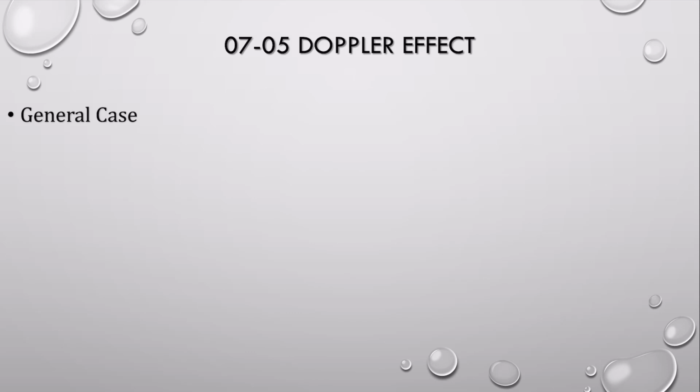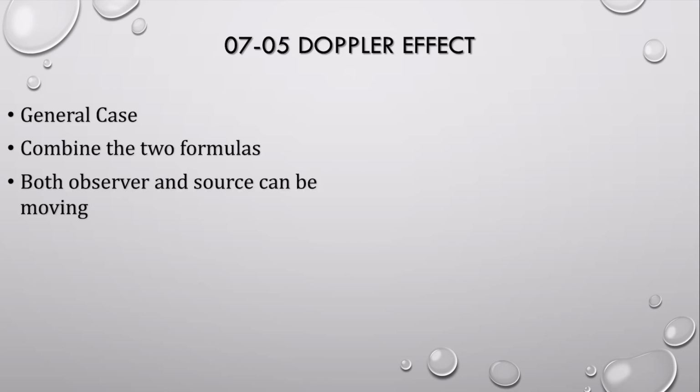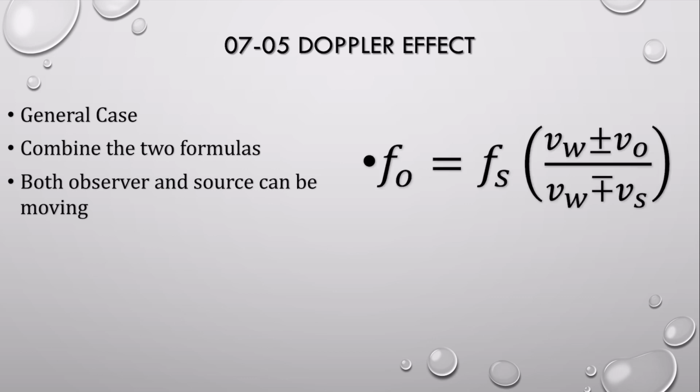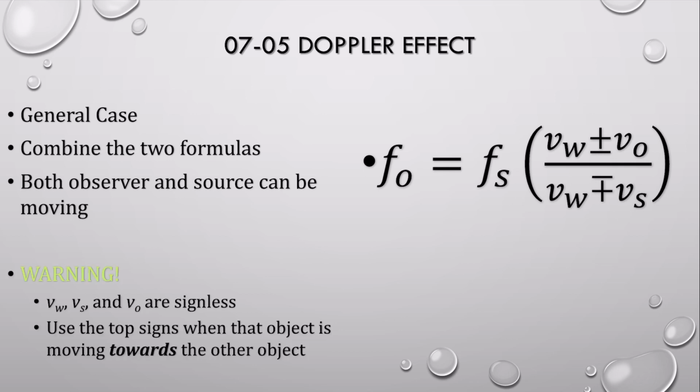So in general, we combine the different formulas so that both the observer and the source can be moving. We end up with this. Notice we have some pluses and minuses. The O stands for observer, the S is source, and the W is the wave. So the observed frequency equals the source frequency times this little ratio. We're looking at the speed of the wave, the speed of the observer, and the speed of the source.